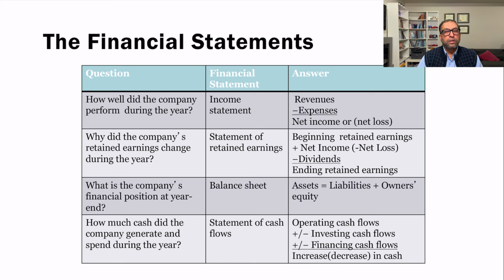The third is, what is the company's financial position at year end? If we want to know the financial position, that means how much this company owns as assets, what are its liabilities, and what is the residual value after paying all the liabilities, that is the shareholders' equity. For this question we have to look at the balance sheet, and the balance sheet is always like an equation: assets must be equal to liabilities plus owner's equity.